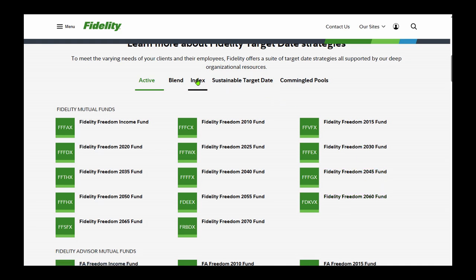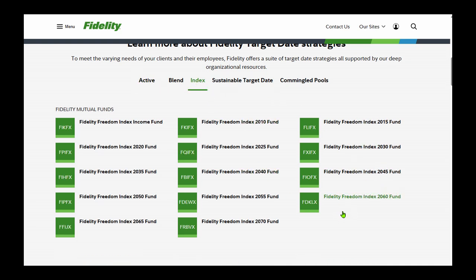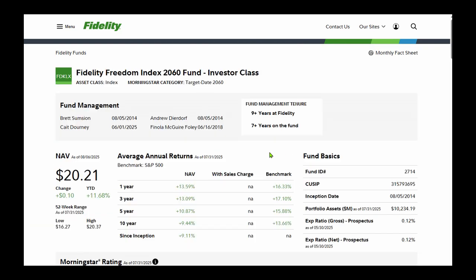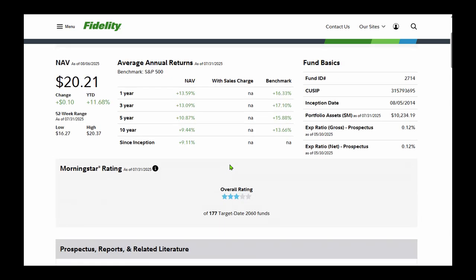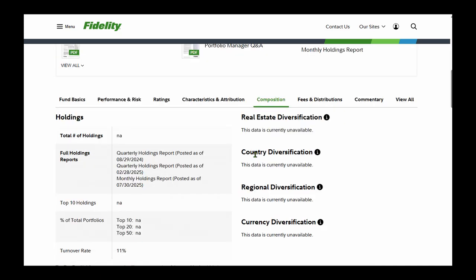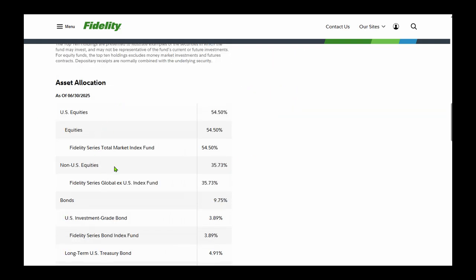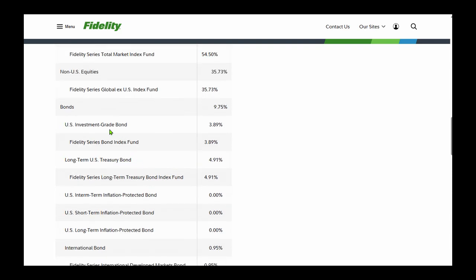But they also have index funds. So we could go back to the index funds. We could click on that and you can see it's 0.12. So that's a lot lower. And we could go into composition and it will show us what we have. We have the total stock market. We have the total international market. Then we have different types of bonds, investment grades, series bonds. So they kind of try to blend that up a little bit.